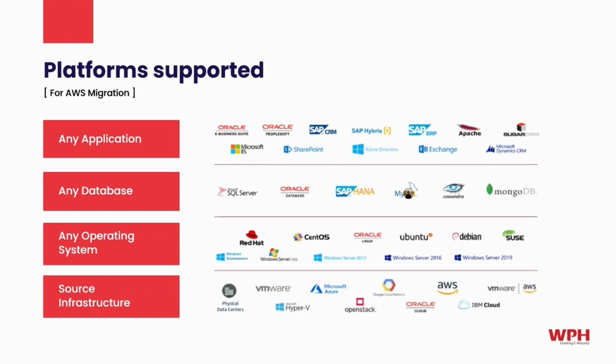I have displayed a list of sample products through which application migration has already been completed using AWS MGN service. On the application side, you can see SharePoint and Microsoft IIS, which is .NET. On the database side, you can see Oracle, SQL Server, and MySQL. On operating system, you can see Windows, Red Hat, and Linux. And on source infrastructure, you can see physical data centers, VMware, and Azure. So these are all the samples for platforms supported for this AWS migration.